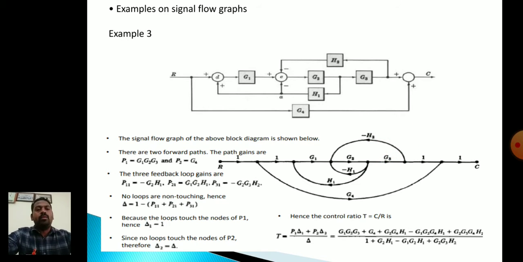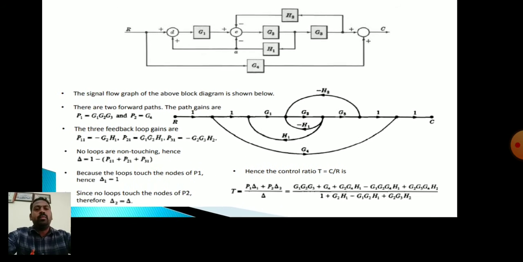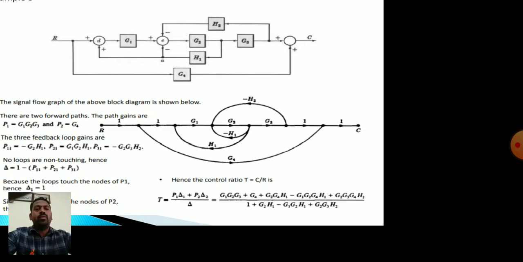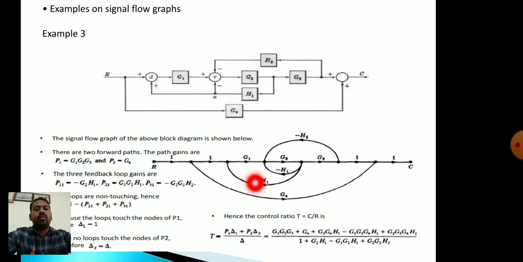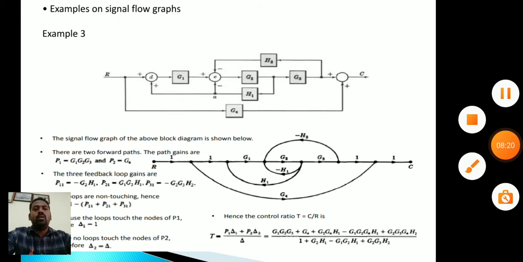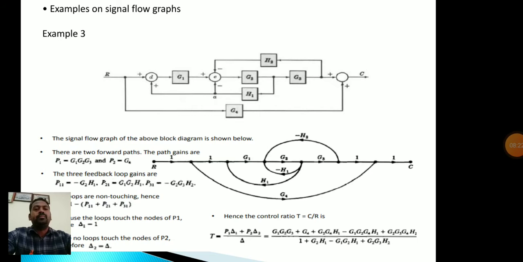Okay. So finally, the Mason gain formula, what is that? Here there are two forward paths, P1 delta 1 plus P2 delta 2, by delta. Substitute all these values, already we have seen, and get the overall transfer function.